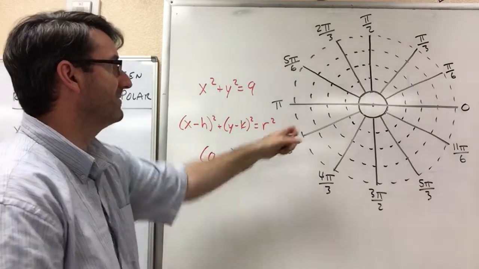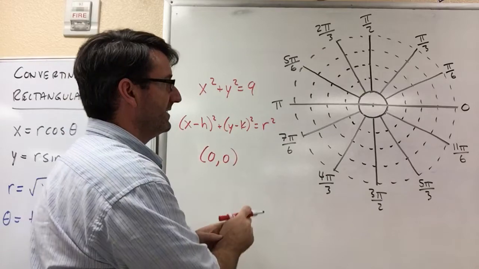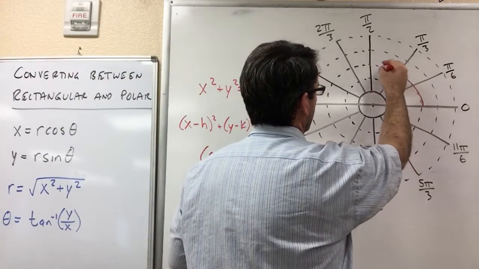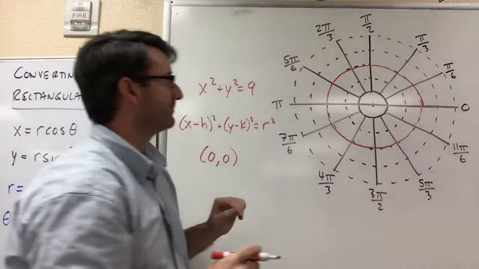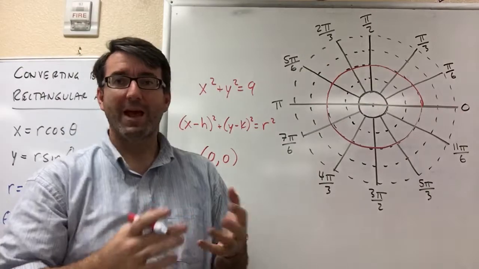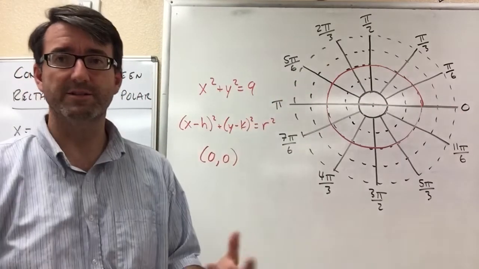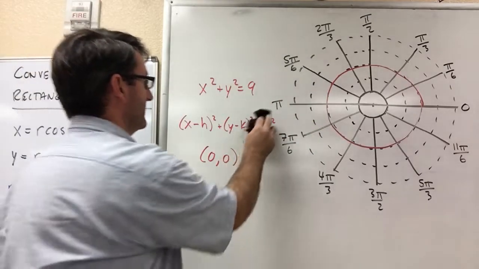So if we were to graph this, we could see right now that this is going to be a circle centered at the origin with a radius of 3. So that's going to be this circle right there. And that's enough to have completely solved this equation. But let me show you another way that we could go about doing this.